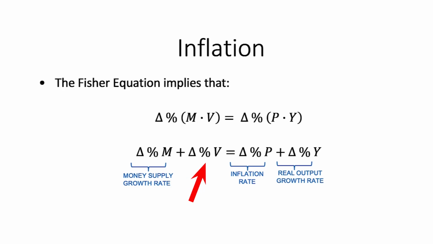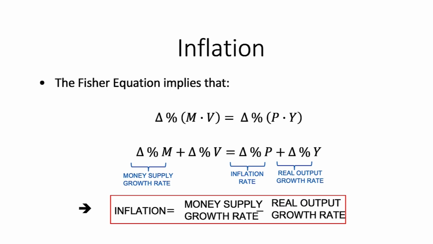The percentage change in velocity is zero because we are assuming the average time money is used is constant. And if we do the same thing on the other side of the equation, we have that the percentage change in nominal GDP is essentially the sum of the inflation rate and the growth in real output. And so basically, this is the equation that tells us the inflation rate is going to be whatever money supply growth we have in excess of whatever real output growth is taking place.